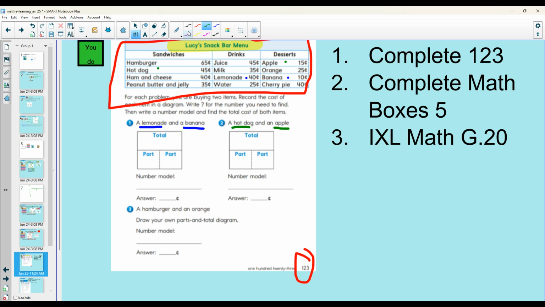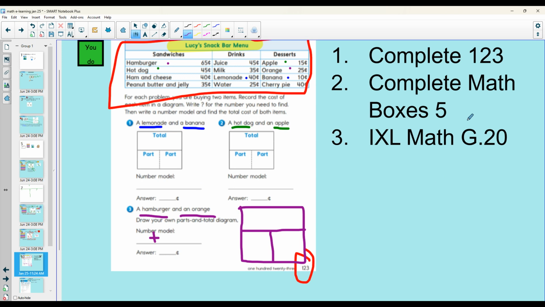Hamburger. I love hamburgers. And an orange. Orange, hamburger. Part, total. Oh, no, sorry. I messed up. You have to draw your own part, total diagram over here, just like we did yesterday with the change to more. Okay? Tell me part, total. Hamburger, orange, total. Number model, which is an addition problem, and your answer.